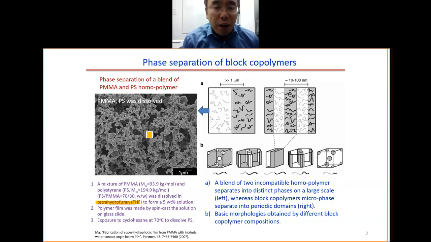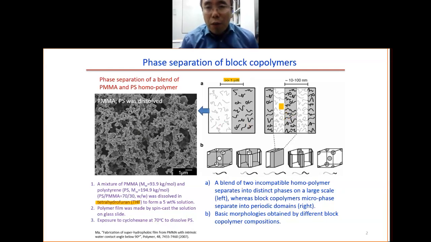You can see there is phase separation, but you get a random pattern, and also the feature size is much bigger than 1 micrometer. So this is not useful. We want nanostructures with some periodic nanostructures, so we have to use a block copolymer.